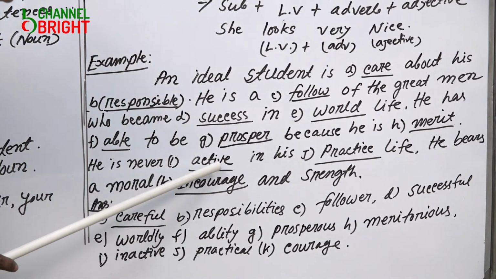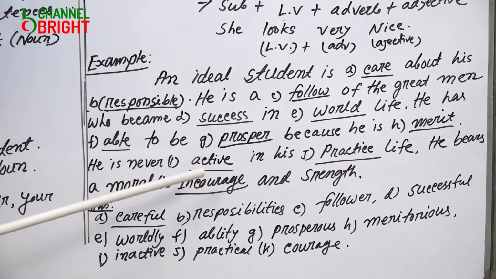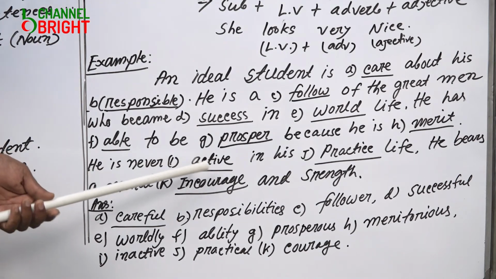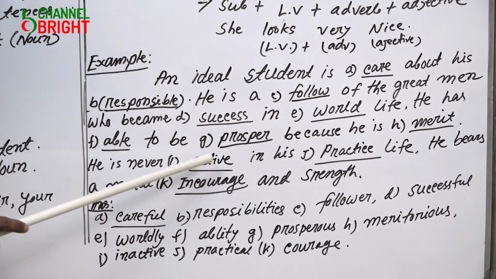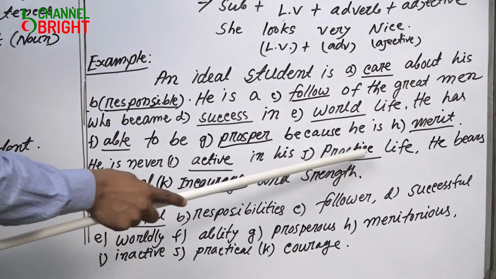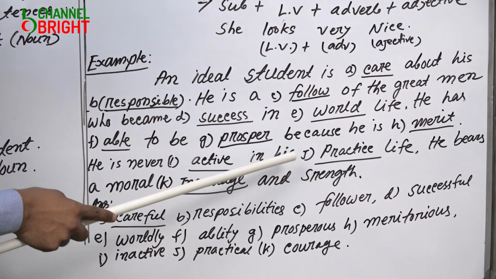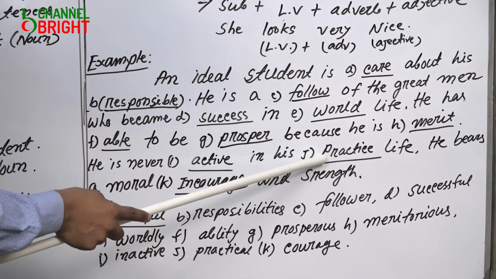He is never active. Active will be inactive. If there is an adjective, and I have to make it again, then we have to use the opposite form of the adjective. In suffix and prefix, if an adjective is ever given and I have to form an adjective, then I have to form the opposite adjective. Active will be inactive. He is never inactive in his practical life. Practical: after is comes an adjective, practical life, and before life is a noun. The adjective of a noun will be used.